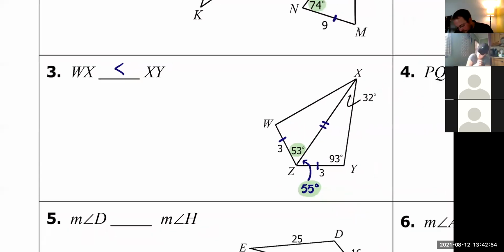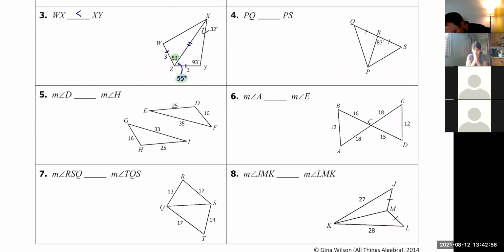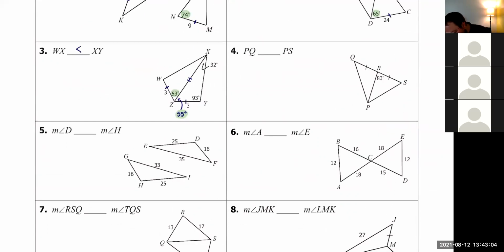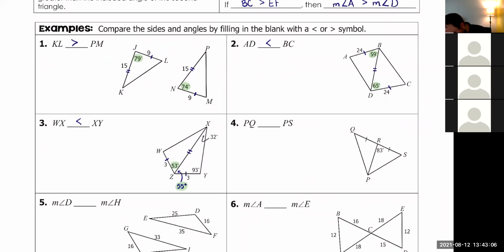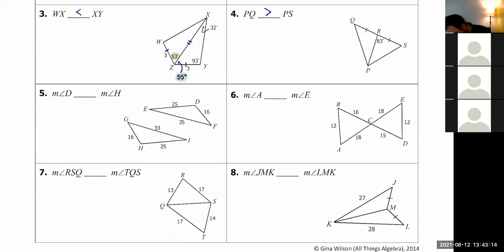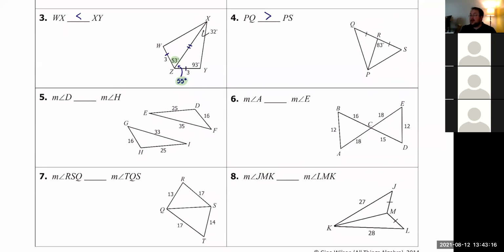All right. This gets pretty repetitive all the way through. I'm going to give you number 4s because it's just more of the same. PQ is going to be greater than PS. I want to show you real quick though, at least 2 of these other ones because it's using the converse of the hinge theorem. So instead of comparing the sides, it's comparing the angles.